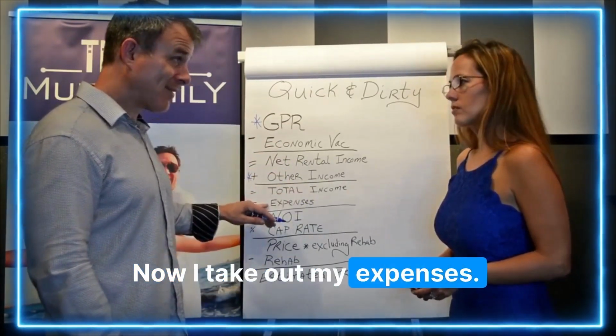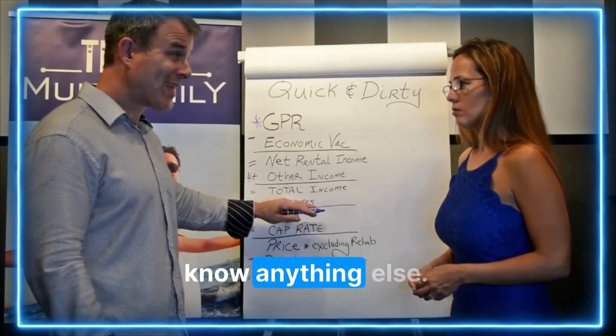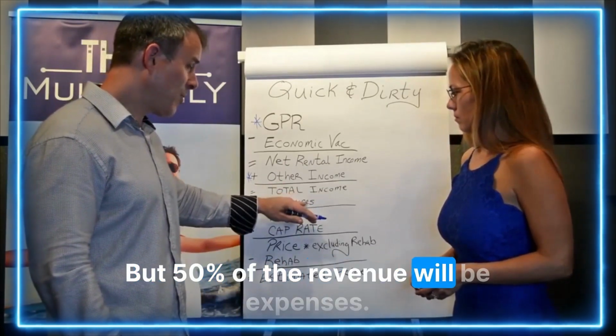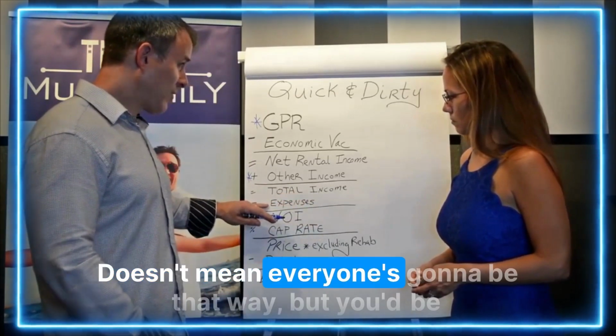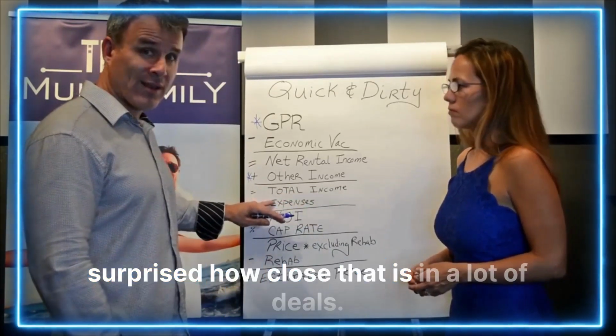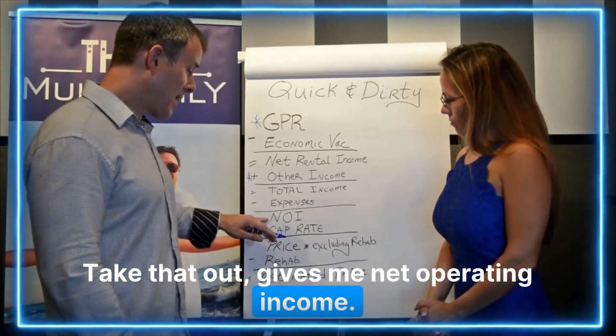Now I take out my expenses. General rule of thumb there is about 50% for expenses if I don't know anything else. So 50% of the revenue will be expenses. Just a general rule of thumb. Doesn't mean everyone's going to be that way, but you'd be surprised how close that is in a lot of deals. Take that out, gives me net operating income.